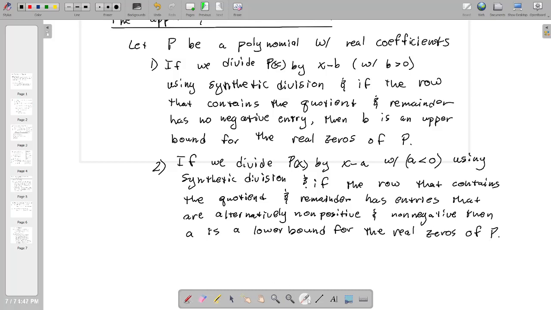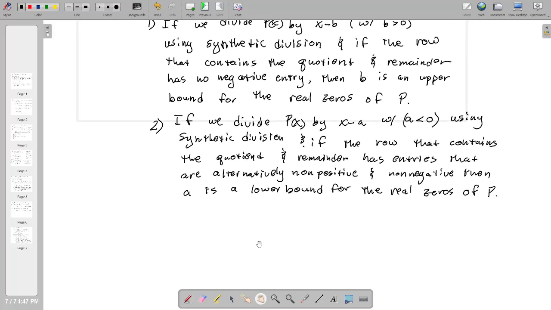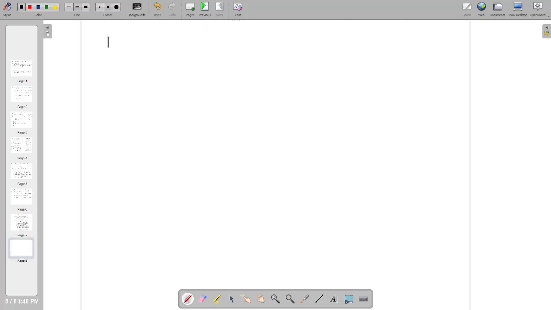Now we'll note here, when we talk about alternatively non-positive and non-negative, what this means is that if you get a 0 in that row, I'll show you an example in a second, then it counts as both positive and negative. So I'm going to make a note here to remind you. For this theorem, we consider 0 to be both positive and negative. All right, let's jump into an example to explain what this theorem is saying.